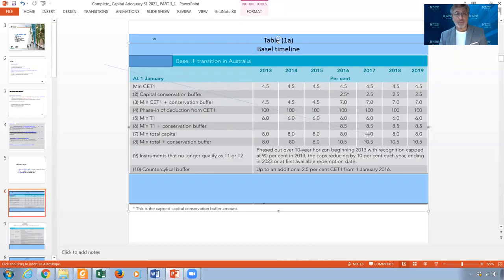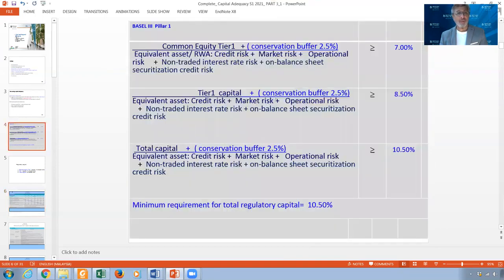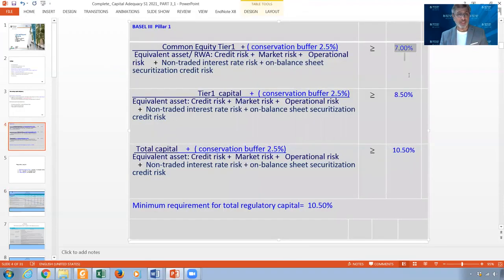It was up to here, 2016, I told you 8%. We add the buffer, which is 2.5, it becomes 10.5, and now we have 10.5. As you can see here, we are talking about things coming after 2016, which is the current one. So according to this table, yes, we should have at least 7%, at least 8.5%, and at least 10.5% for the total capital.